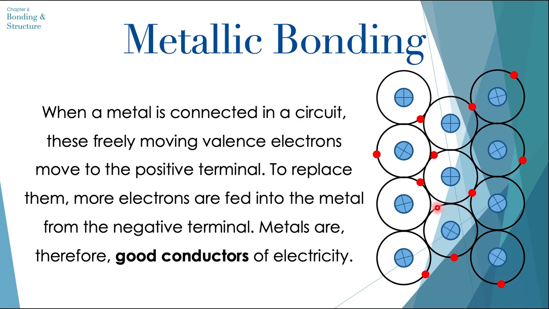So the result is a regular arrangement of positive metal ions surrounded by a sea of mobile valence electrons that bind the ions together. Yes, these valence electrons bind the ions together. And so when a metal is connected in a circuit, these freely moving valence electrons move to the positive terminal. And to replace them, more electrons are fed into the metal from the negative terminal. And so that's how this entire chain keeps on going. So metals are therefore good conductors of electricity.